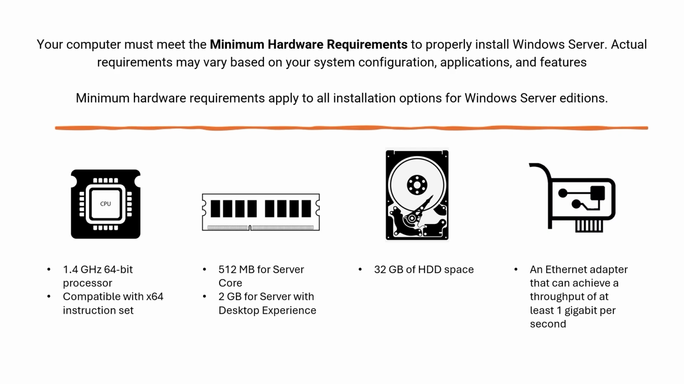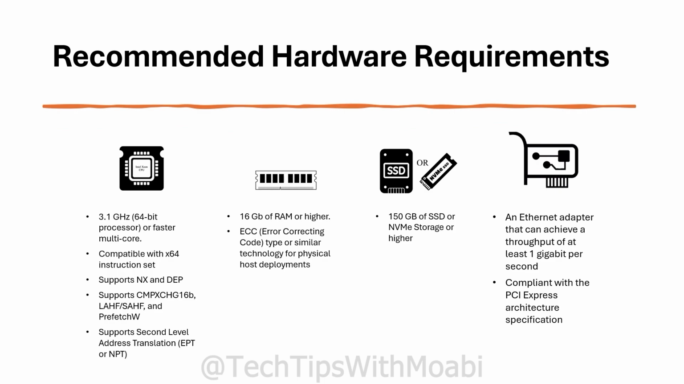Now please take note of the different types of installation. If you're installing a server core, you will need a 512 MB RAM or memory stick installed on your laptop or PC, but if you're installing a server with desktop experience, you will need at least 2 GB of RAM for your PC. And now for the storage. A 32 GB HDD hard drive is required in order to install your Windows Server, but if you're planning to install functions or to share files with your clients, I recommend having at least 80 gigs of storage installed on your PC or your laptop. And lastly, an Ethernet adapter that can achieve a throughput of at least 1 gigabit per second in terms of bandwidth.